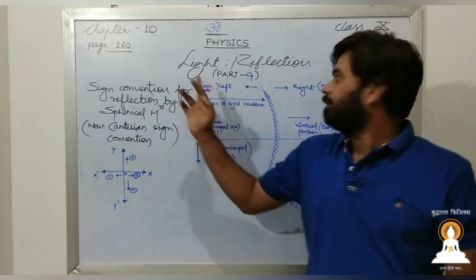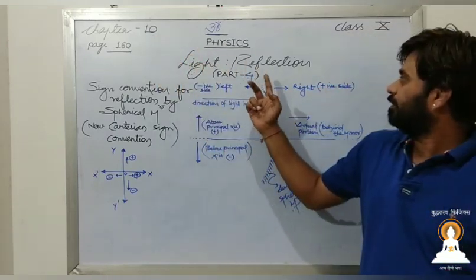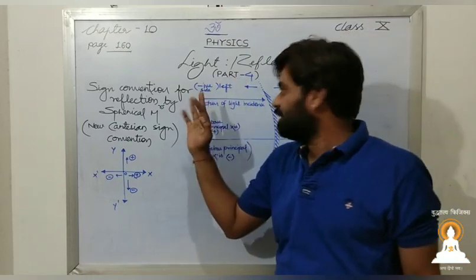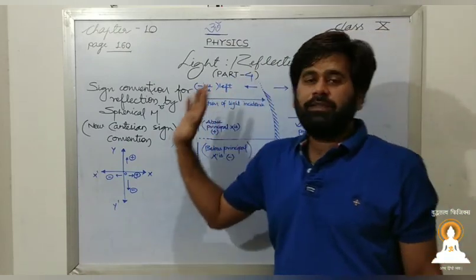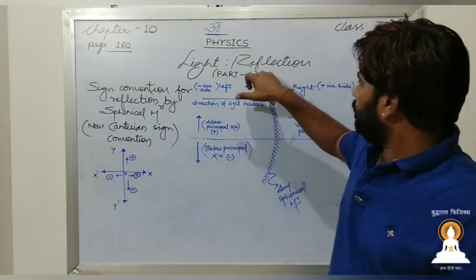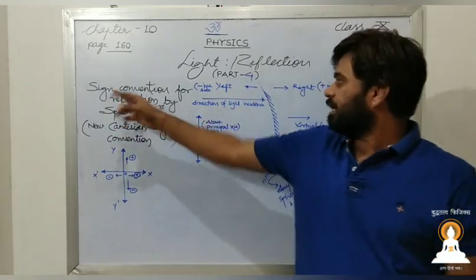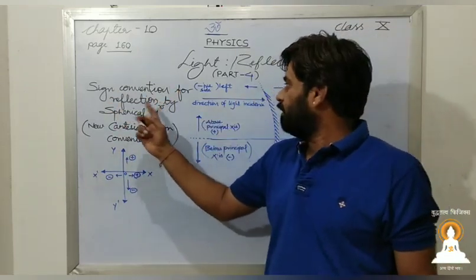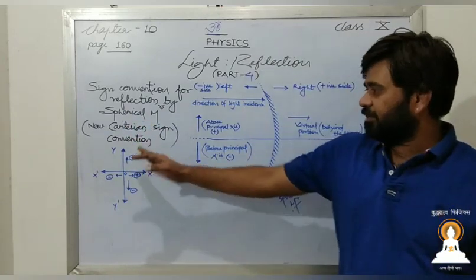To part 3 in your chapter number 10, light reflection. Today, which is the last part, part 4 of reflection, is numericals. In that, the very first thing we have to concentrate on is the sign convention for reflection by spherical mirrors, that is the new Cartesian sign convention.